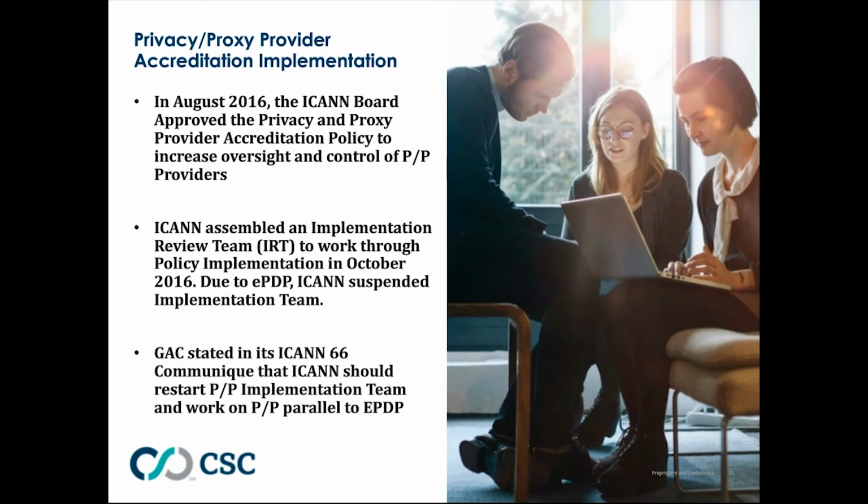While the policy was approved by the ICANN board in August of 2016, the implementation was not ready by 2017. So ICANN signed an amendment with all the registrars to extend that time frame, and an implementation review team was created to work through the policy implementation. Really the goal of this privacy and proxy provider accreditation policy was to increase oversight and control over privacy and proxy providers.